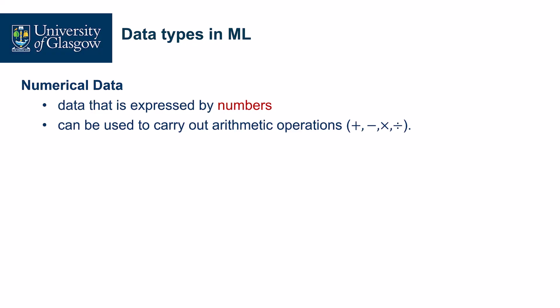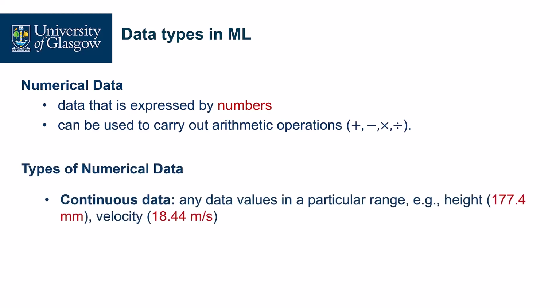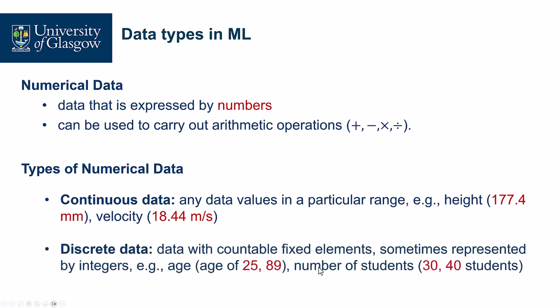In numerical data, there are two kinds. The most widely used, we call continuous data. For example, the height is 177.4 millimeters, the velocity is 18.44 meters per second. These are continuous data. The second one, we call discrete data, which has countable fixed elements. For example, the number of students is 30, or 40, and the age is 25. Those we call discrete data.